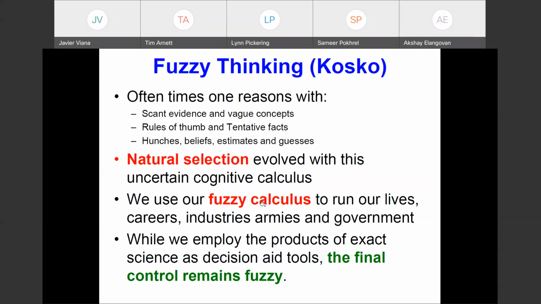And yeah, everybody uses fuzzy calculus to run our lives, careers, etc. Most people aren't calculating every little aspect of their day, and most of the time that's not really useful, both from a time aspect and the benefit of doing so. And while we employ the products of exact science as decision aid tools, the final control remains fuzzy. And here we're talking about humans, by the way. I want to make that clear.